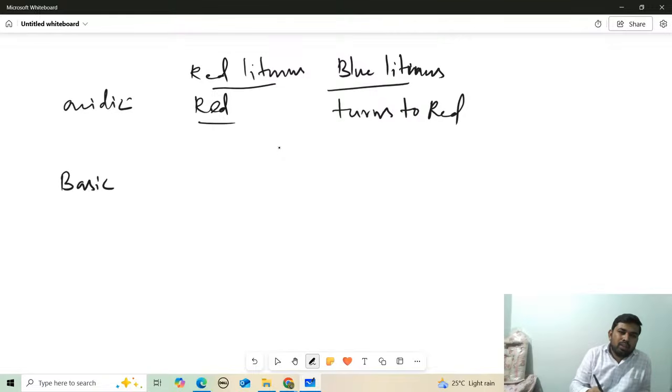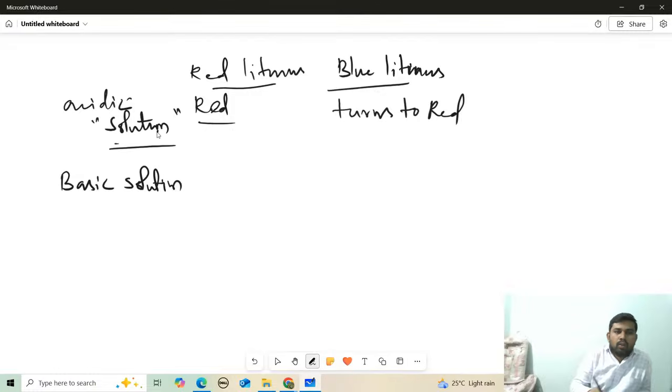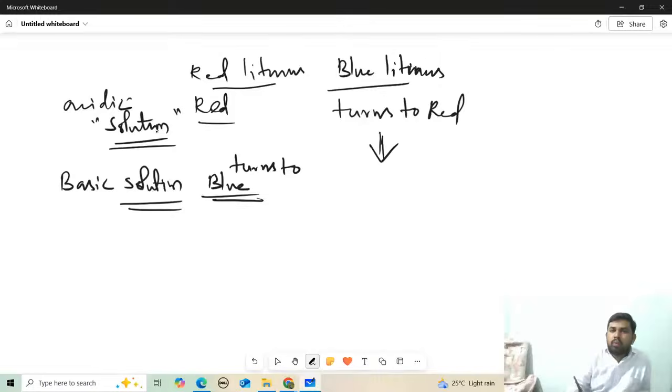Similarly, if we have a basic solution, why do they keep saying solution? This question should arise: they are not taking only pure acid or pure base. If it is a basic solution, red litmus turns blue. Similarly, blue litmus paper remains blue.